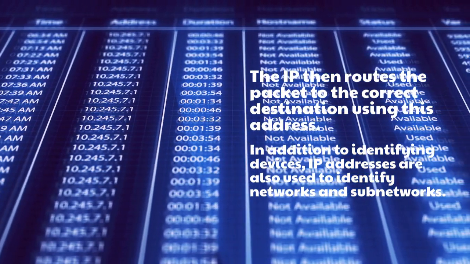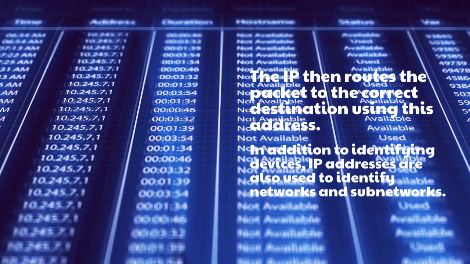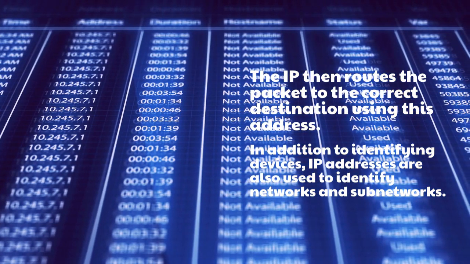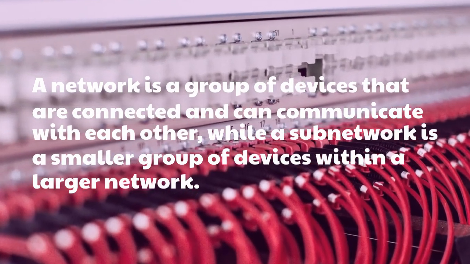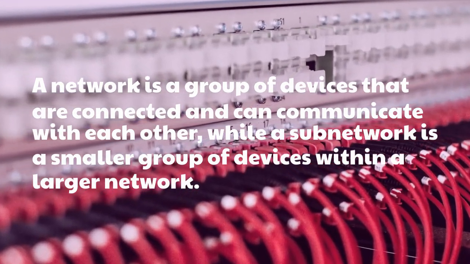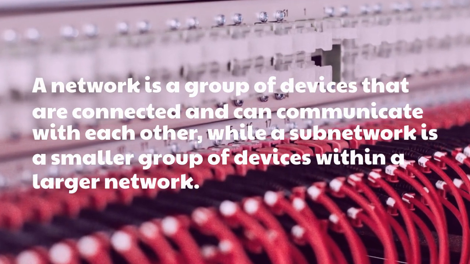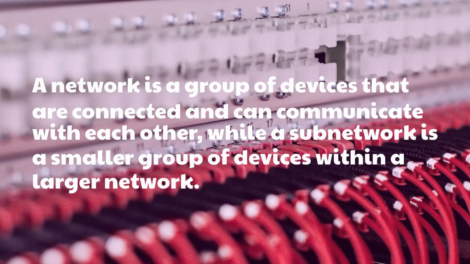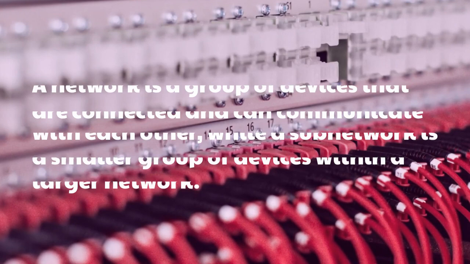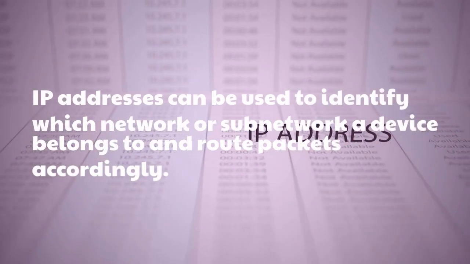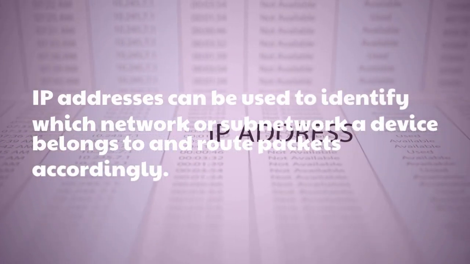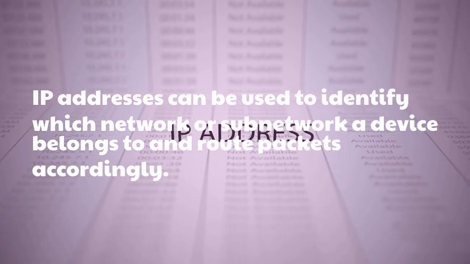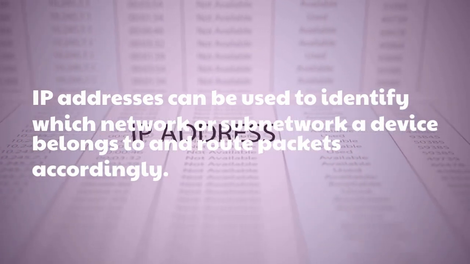In addition to identifying devices, IP addresses are also used to identify networks and subnetworks. A network is a group of devices that are connected and can communicate with each other, while a subnetwork is a smaller group of devices within a larger network. IP addresses can be used to identify which network or subnetwork a device belongs to and route packets accordingly.